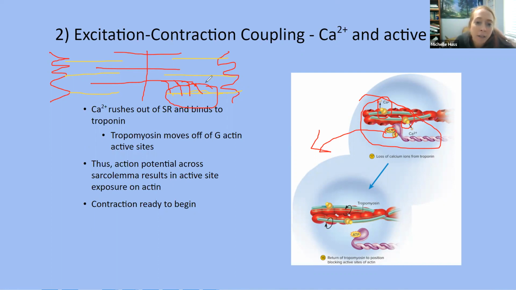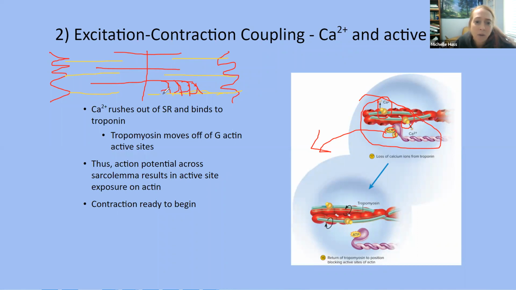So I'm going to draw that over here on our other side. We formed the cross bridge, but now we need to form the power stroke. So what's going to happen is these guys are going to move this way and they're going to pull. They're all pulling. And what is that going to do to the length of the sarcomere?